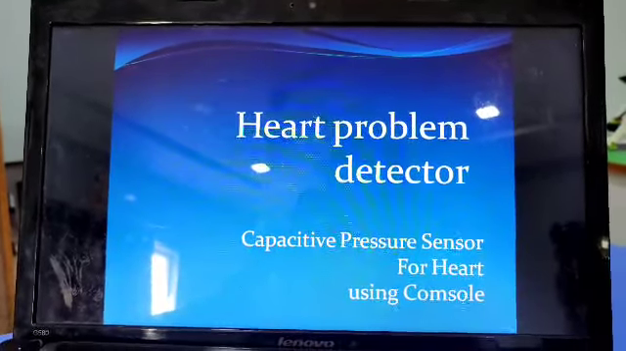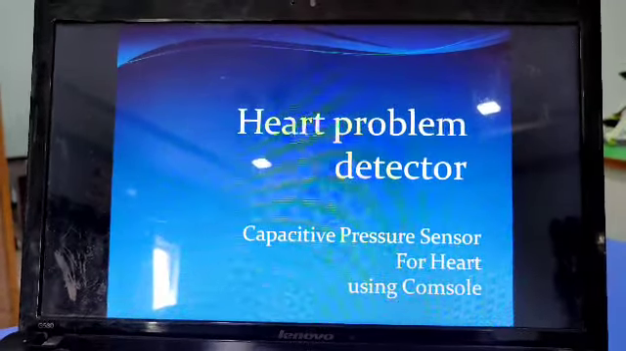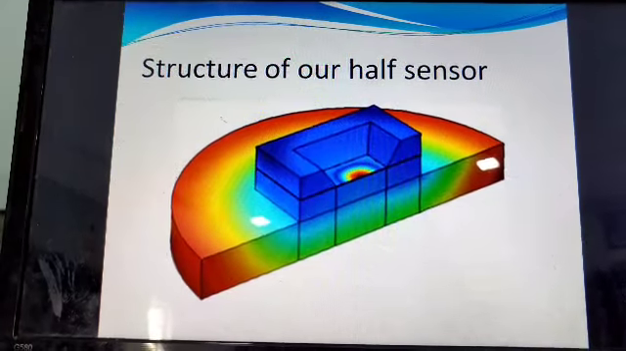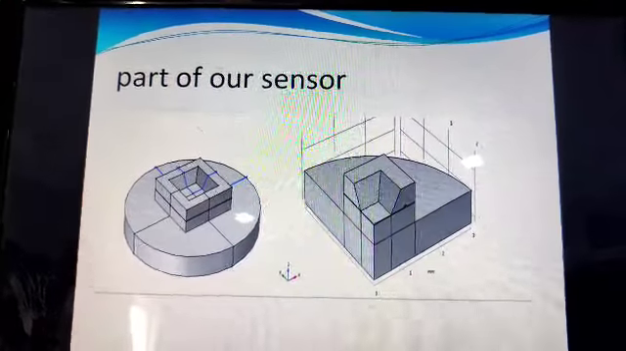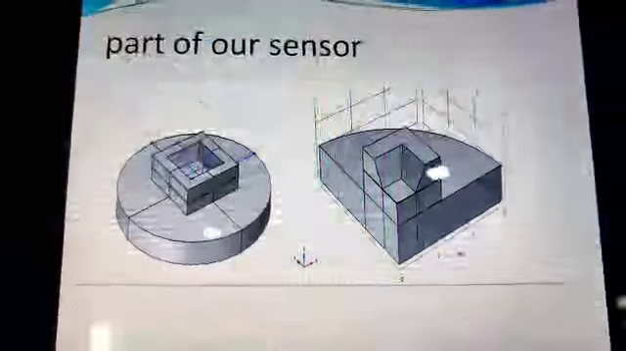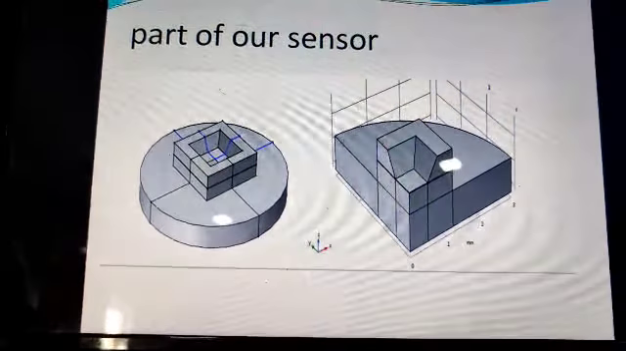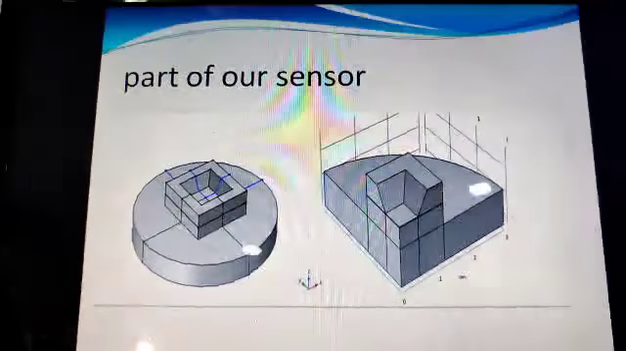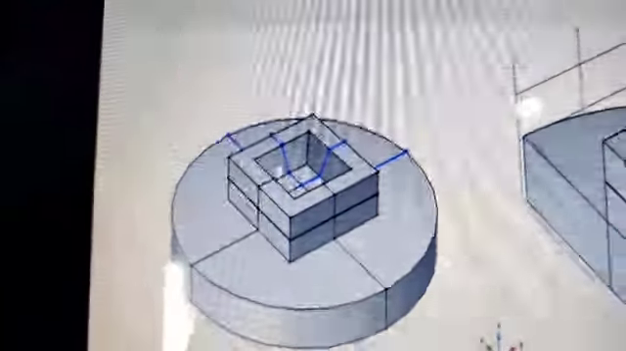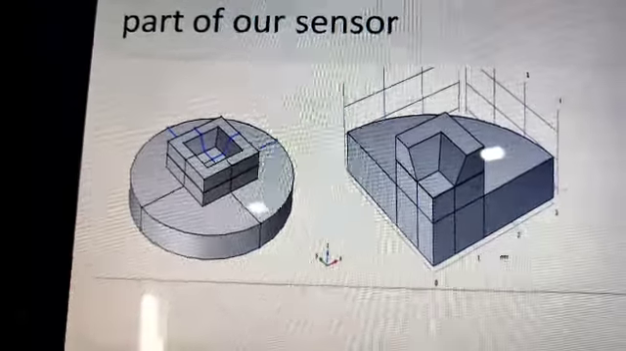Our project title is Heart Problem Detector, Capacitive Pressure Sensor for Heart using COMSOL. Half of our sensor looks like this in thermal conduct. This is the full part of the sensor, which is designed in COMSOL. You can see here four parts. We have combined all the parts to make a single sensor. So this sensor is in COMSOL.